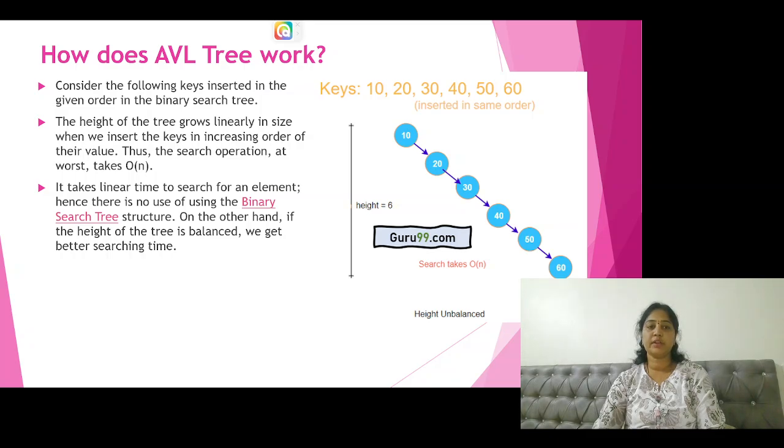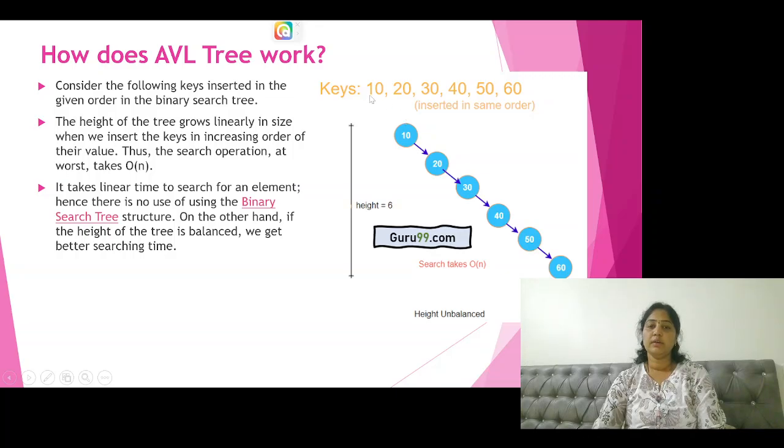How does an AVL tree work? Now consider the following keys 10, 20, 30, 40, 50, 60 inserted in the given order in the binary search tree. As you know already, binary search trees are binary trees where the element will be compared with the root node. If the element is less than the root, then it will be inserted on the left side. If the element is greater than the root, then the node will be inserted on the right side, as you know already.